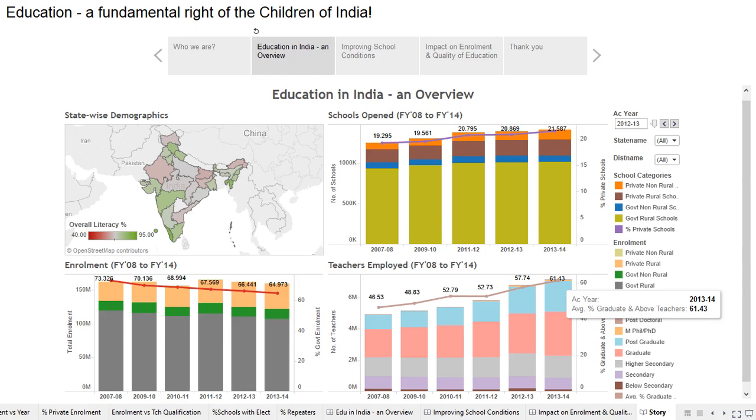These parameters though are on an overview level. We try to understand what other parameters impact children to come to school, and that's something that we try to understand from our improving school conditions dashboard.